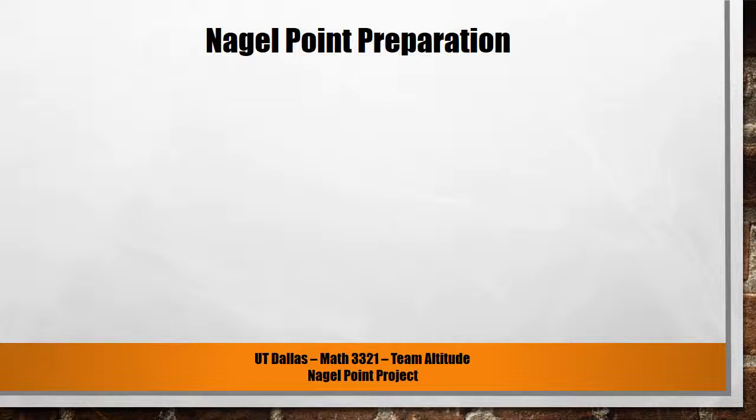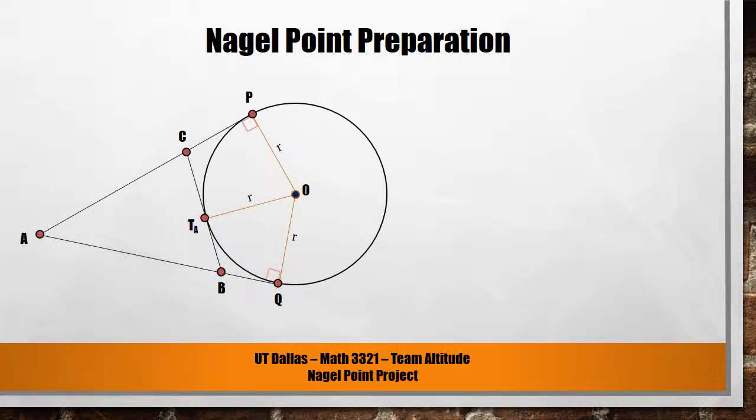Before we prove the existence of the Nagel point, we first need to discuss some of the lengths of a triangle related to the point of tangency to an excircle of that triangle. For example, here we have triangle ABC with the excircle opposite vertex A. We've denoted the point of tangency of that excircle with the line segment CB by T sub A.